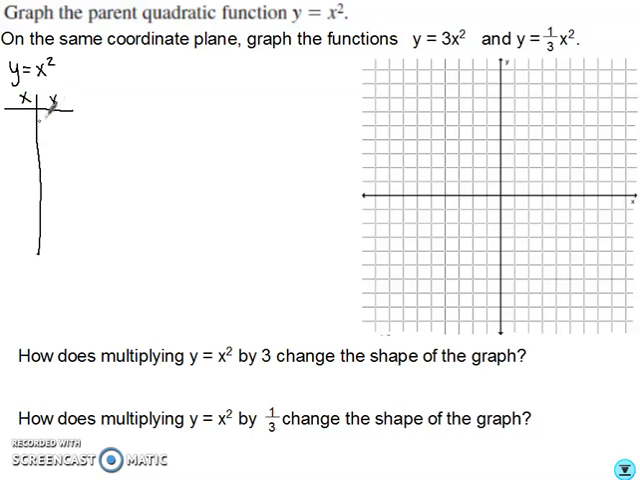So x and y, -2, -1, 0, 1, 2. I get 4, 1, 0, 1, 4. So -2, 4. -1, 1. 0, 0. 1, 1. 2, 4, and my graph is going to look something like this.